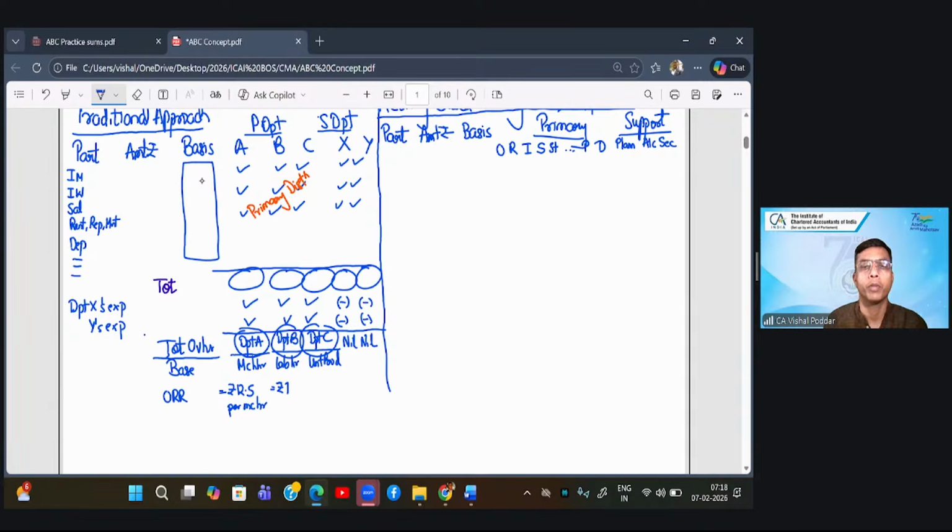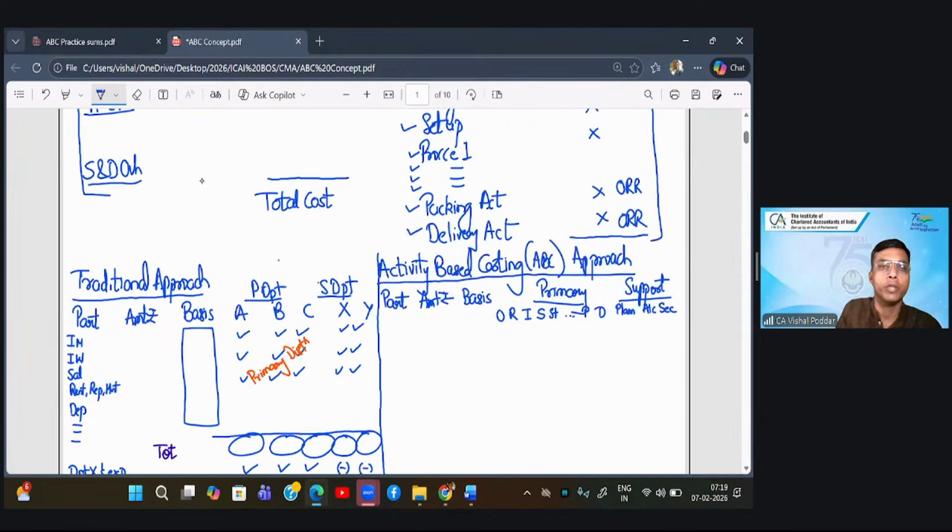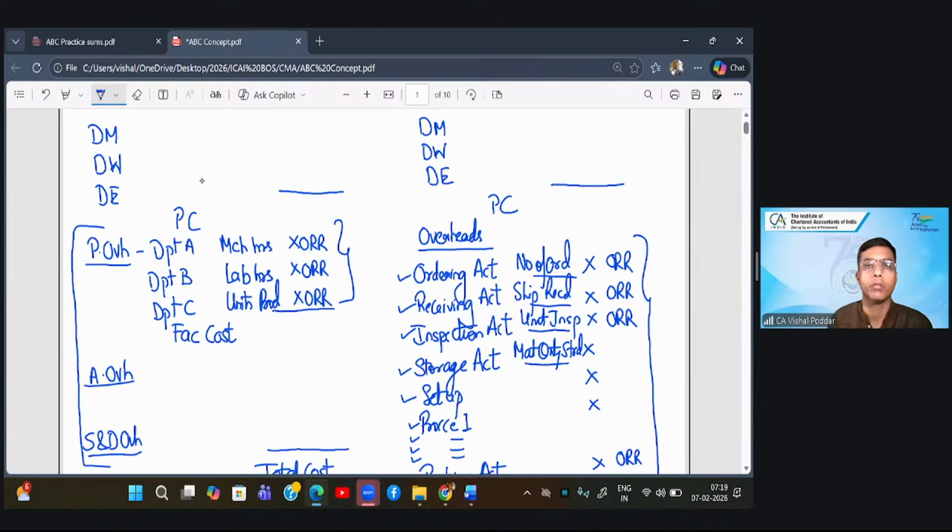Here it was rupees 1.1 per labor hour. And here it was rupees 22 per unit produced. So you had three charging rates, and using those rates here, you charged the overheads.